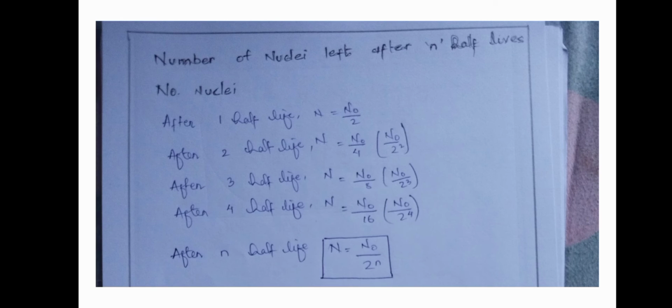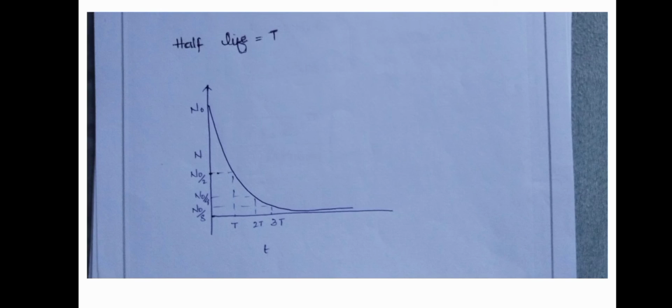Number of nuclei left after n half-lives can be calculated like this. After one half-life, N equals N naught by 2. Following the formula, after the second half-life we get N naught by 4, after 3 half-lives N naught by 8, and after 4 half-lives N naught by 16. After n half-lives, we get N equals N naught by 2 to the power n. That is how we calculate the nuclei left after n half-lives. The half-life graph can be seen like this.